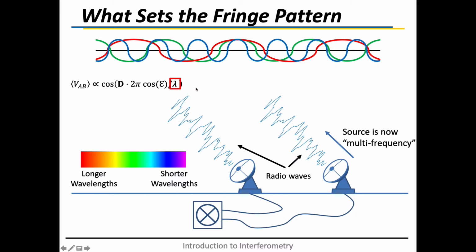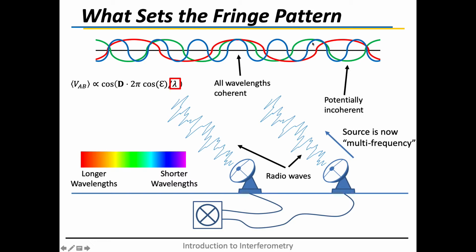So you can see that the shortest wavelength has the fastest moving fringe pattern, whereas the longest wavelength, the red here, has the very slowest moving fringe pattern. Now, you might notice something a little weird here, in that right here in the center, right at zenith, everything looks nice and coherent. So that's good.